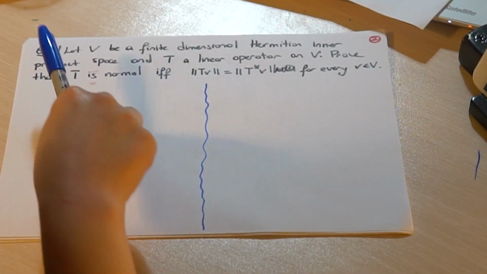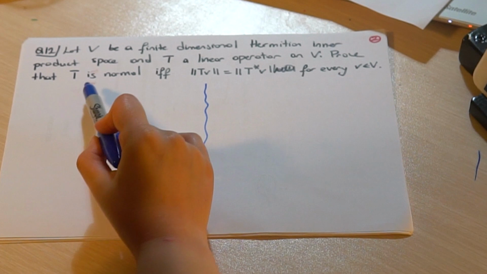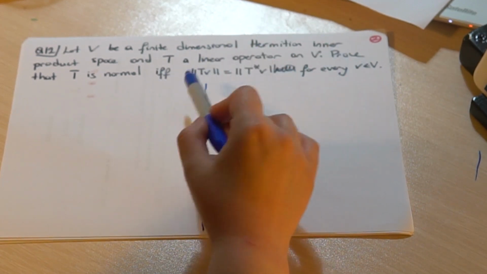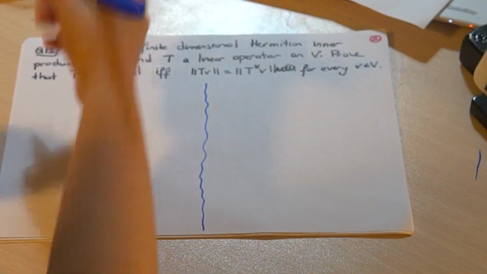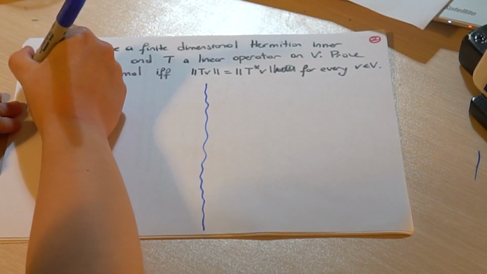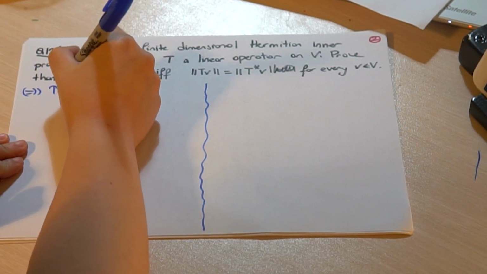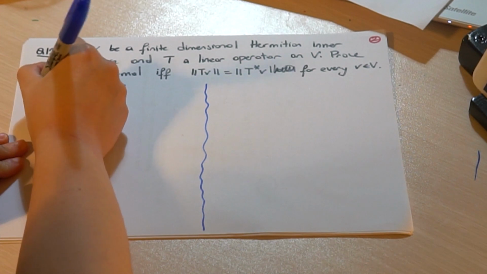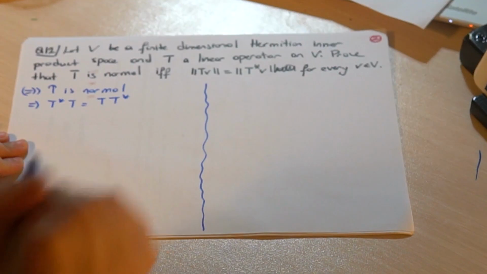Question 12 is: let V be a finite dimensional Hermitian inner product space and T a linear operator on V. Prove that T is normal if and only if the norm of Tv is equal to the norm of T adjoint v for every v in V. First, let's prove the easy side. If T is normal, this is satisfied. Let's say T is normal. So, if T is normal, this implies that T adjoint T is equal to T times T adjoint.